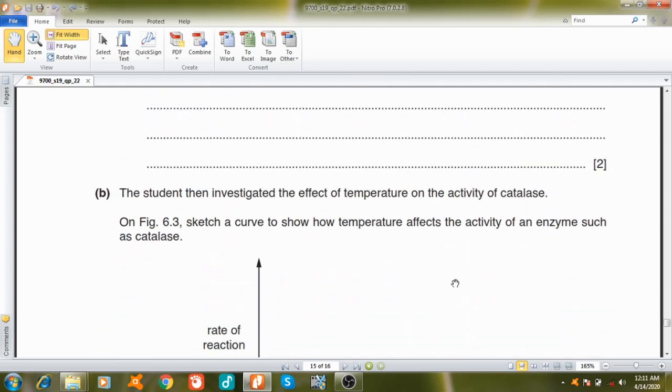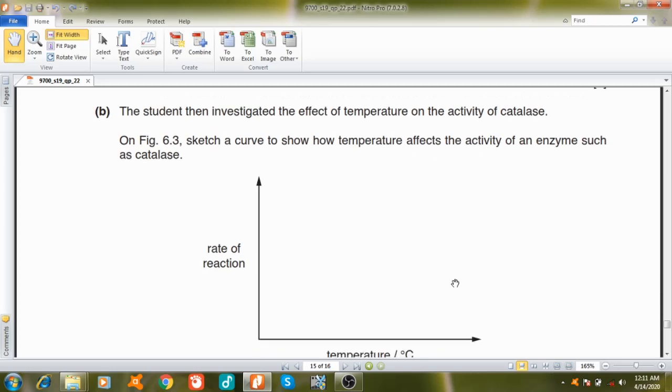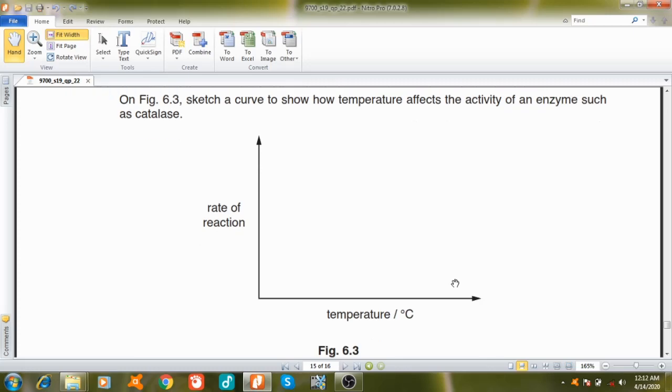The student then, in part B of the question, investigated the effect of temperature on the activity of catalase. On figure 6.3 sketch a curve to show how temperature affects the activity of enzymes such as catalase. If you remember, in the book there is a graph given for the effect of temperature on enzyme activity. From zero, steadily the reaction will start to increase, and almost near 60 it will go steeply down. So this will be the line on the graph. So this is the end of question number 6.